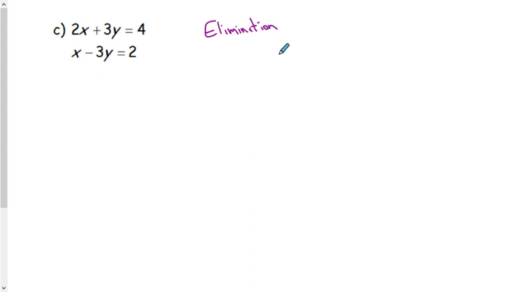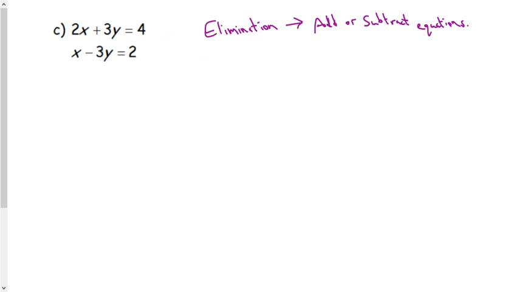So when I do elimination, that reminds me I need to add or subtract equations, whichever is going to get rid of one of the variables. Now I may have to first multiply one of the equations by something. I would multiply everything on both sides to make them equal to one another.